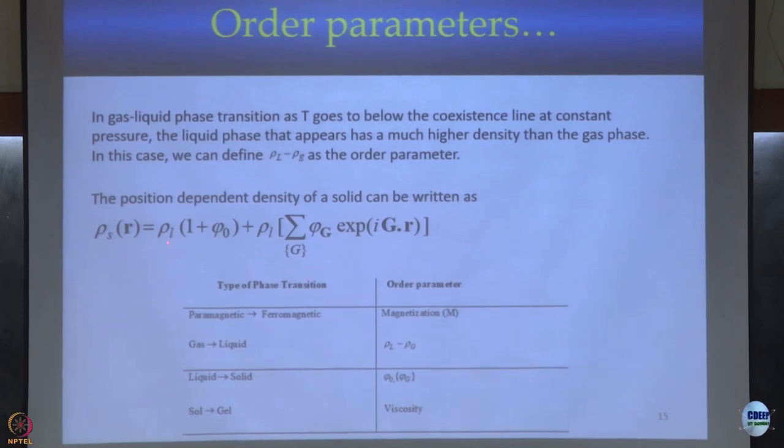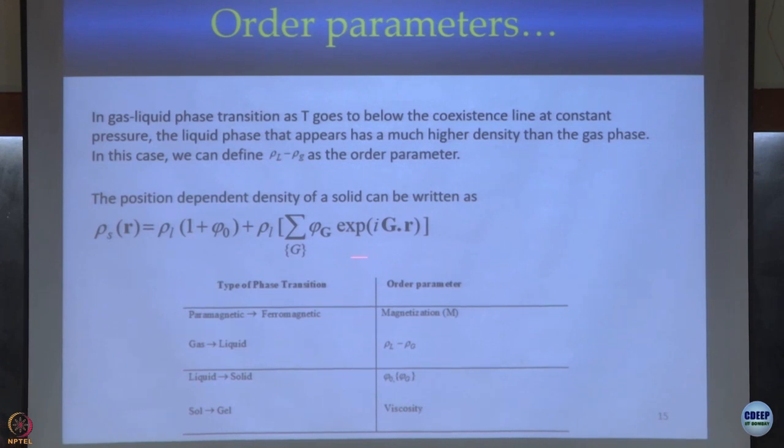And phi naught is the fractional density change between liquid and crystal. Like when I go from liquid water to ice, then this phi naught is negative. But in most of the other cases, sodium and all other, these are molecular liquids, this is positive, because density increases. Phi naught and phi g are one of the best examples of the order parameter.